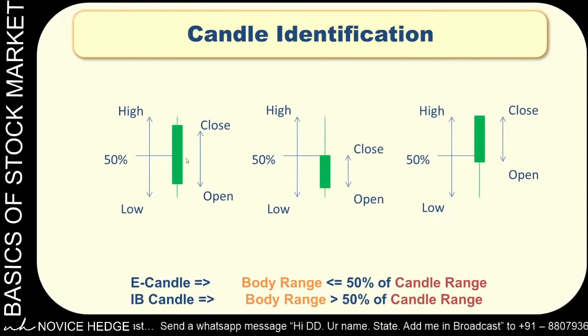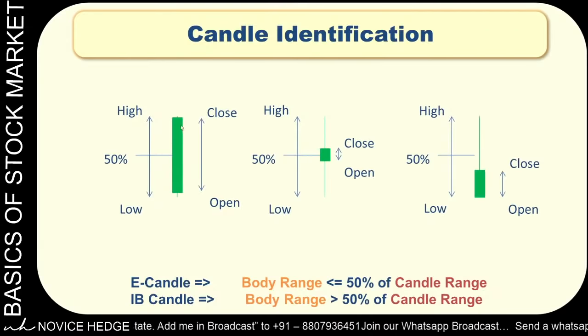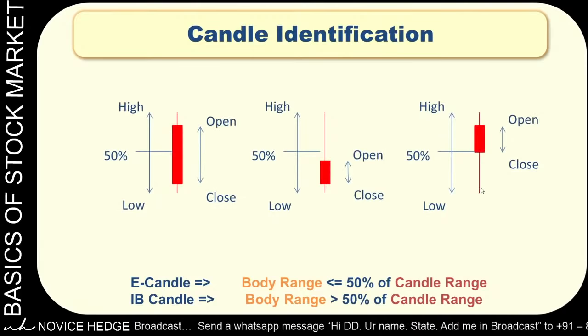If you see the first example, the open to close is quite big, right? It is more than 50% of the candle range, I'm sure about it. So I call this an IB candle. And this one, the open to close is definitely less than 50%, so this is an E candle. Here the body range is greater than 50% of the candle range, so this is an IB candle. Whereas this full-bar green candle clearly says it is an IB candle. And what about the small one? This is an E candle, and this is also an E candle, which means the equilibrium candle.